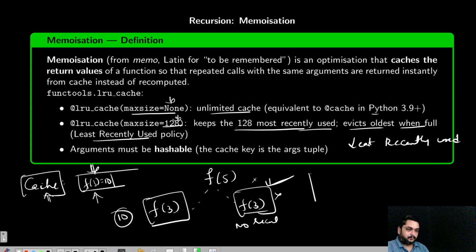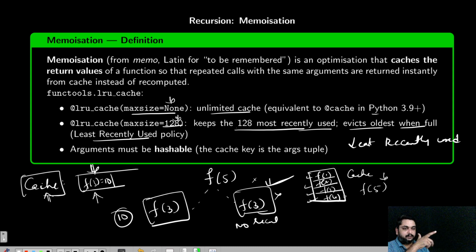So for example, say I have space to store only 4 values: f of 1, f of 2, f of 3 and f of 4. The cache contains 4 spaces. You can store 4 return values of the functions. Now if f of 5 comes, this is the most recent one now. 1, 2, 3, 4 were executed in this order.